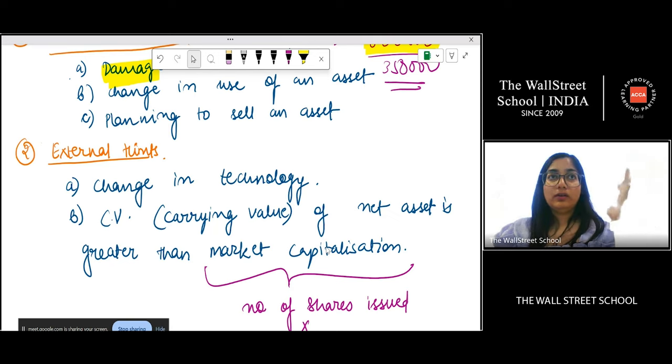When you'll be studying auditing, you'll be studying it from a different perspective altogether. And there you'll be testing all of these things, what the management is doing. Now you are on the management side, sitting and preparing the financial statements. Okay?